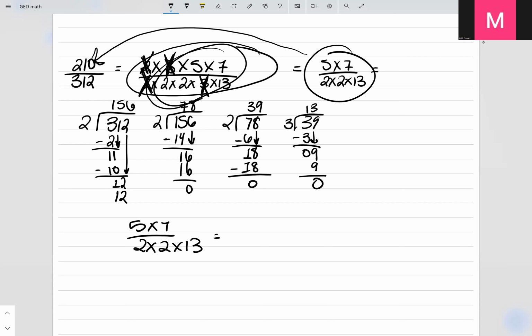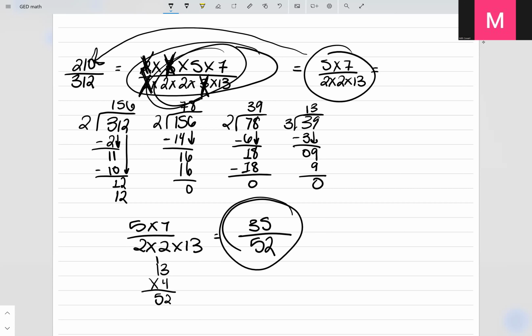So 5 times 7 is 35. 2 times 2 is 4, and 13 times 4: 4 times 3 is 12, 4 times 1 is 4, plus 1 is 5. So the answer is 35/52.